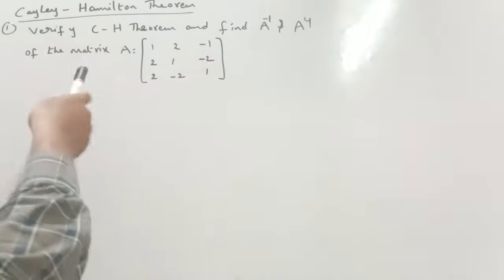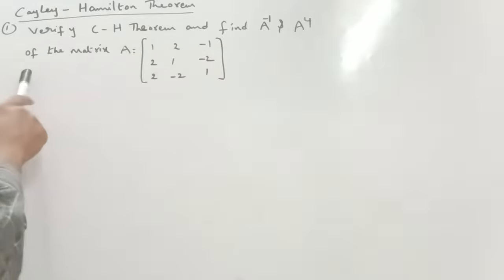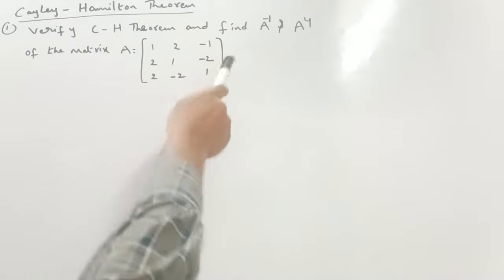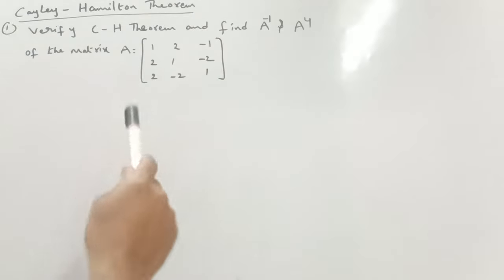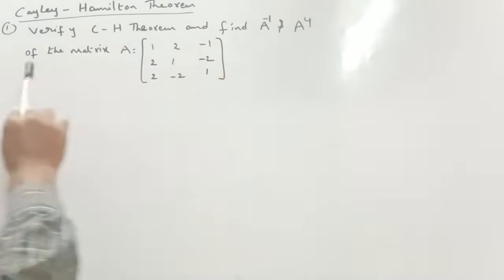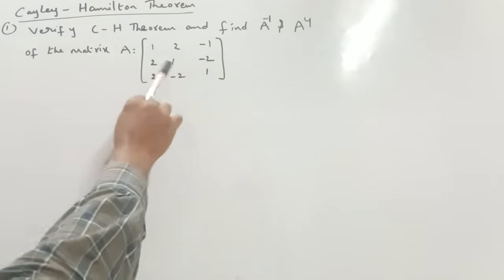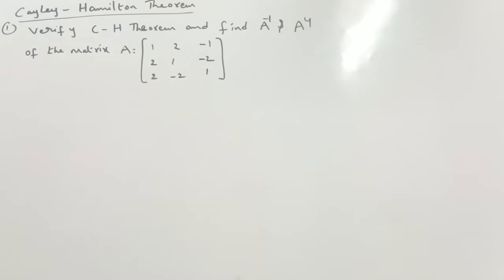Now see the problem here. Verify Cayley-Hamilton theorem and find A inverse and A power 4. What is being asked? Sometimes this type of problem will come for directly 14 marks. So he is asking A inverse and A power 4 for the matrix A is 1, 2, minus 1, 2, 1, minus 2, 2, minus 2, 1. Okay. So we'll solve this problem in this video.